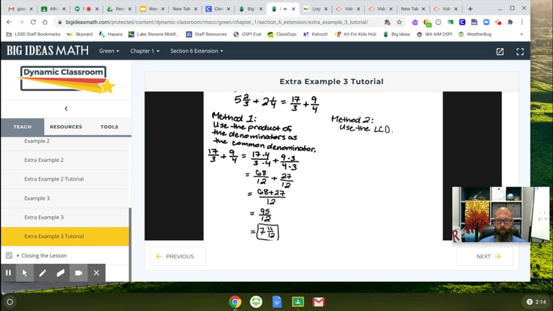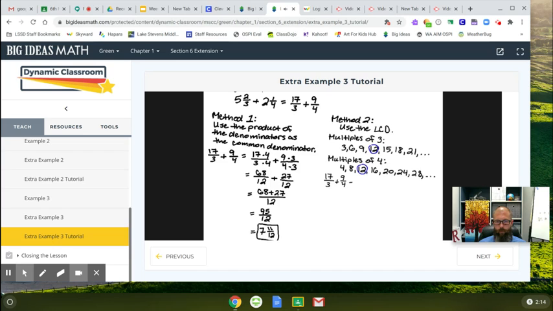Another method is to use the least common denominator. Some multiples of 3 are 3, 6, 9, 12, 15, 18, and 21. Remember, you don't have to write that many. Multiples of 4 are 4, 8, 12, 16, 20, 24, and 28. That's a little bit too much. So the least common multiple of 3 and 4 is 12, and the least common denominator is 12.